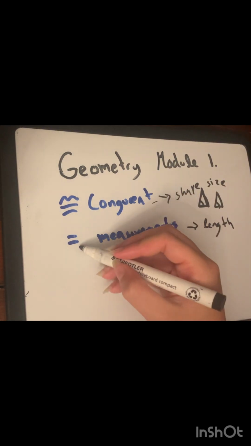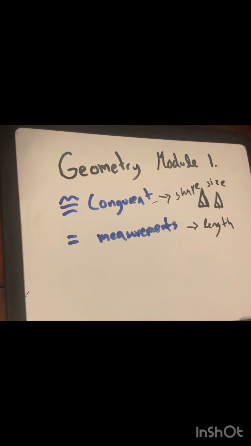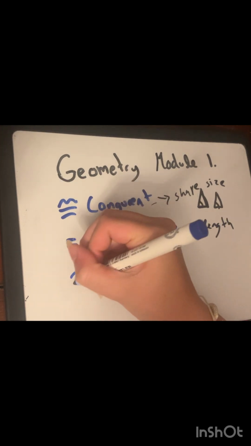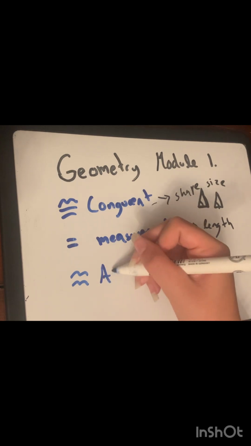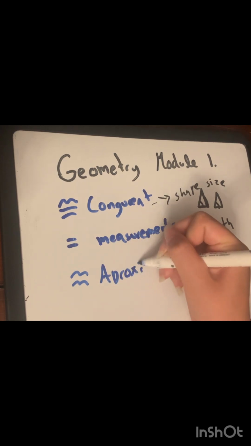Also, these are the symbols. This is equal and this is congruent. So now let's get to it. Now we're going to go to the next one. I was going to use black. And the next one is approximate. This means approximate.